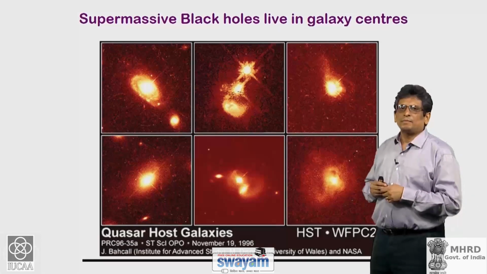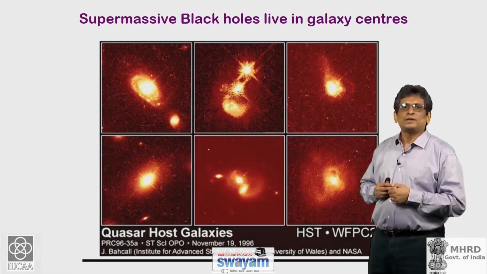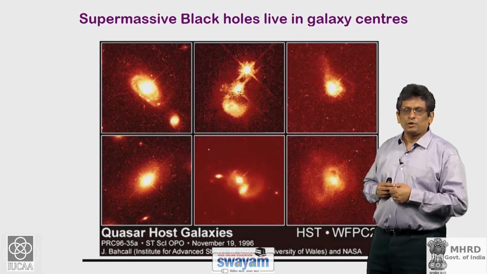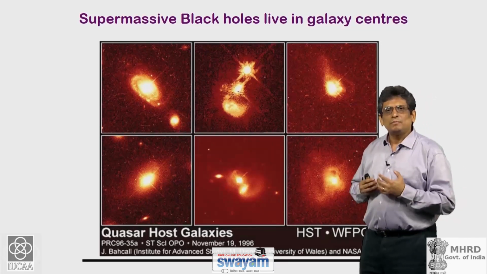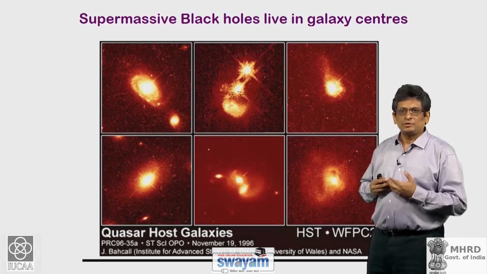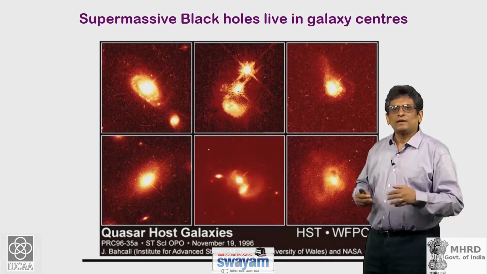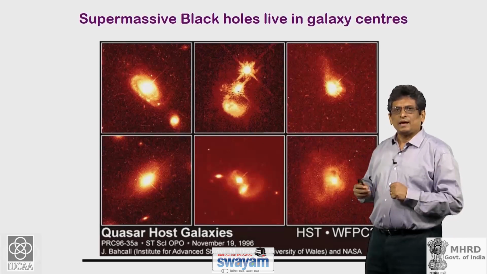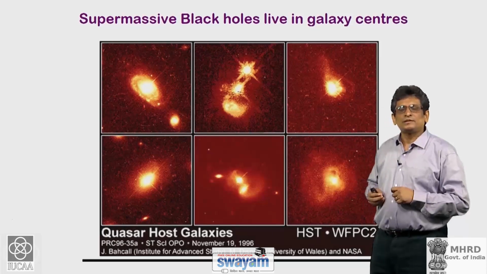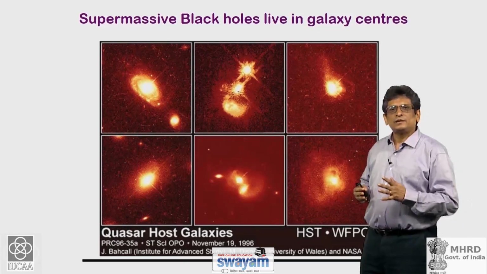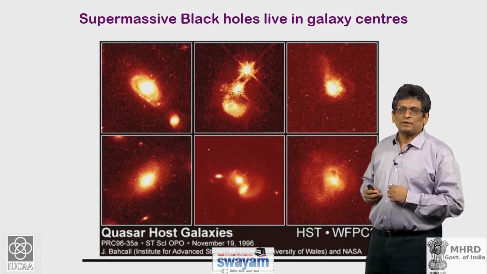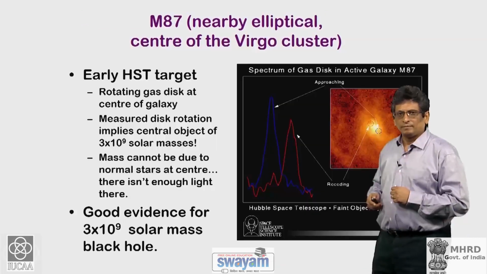Here are some early Hubble Space Telescope pictures of the central regions of galaxies, showing activity in the middle of galaxies. These are all powered by these supermassive black holes that lie in the middle of these galaxies. And these can be spirals, ellipticals, or irregulars. As long as it's a sufficiently large galaxy, one has evidence of supermassive black holes in their middle.